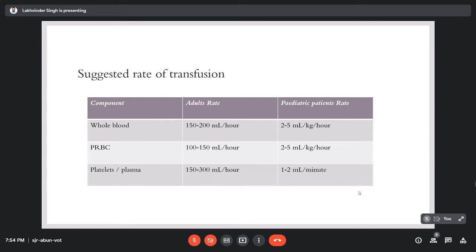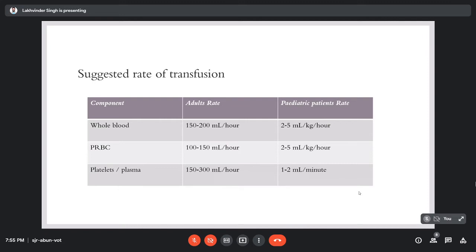For PRBC, 100 to 150 ml per hour, because it is more viscous. And for platelets and plasma, we can transfuse 150 to 300 ml per hour. One bag has around 150 to 200 ml, so it can be transfused in half an hour. In the pediatric population, the rates are given: whole blood 2 to 5, pack size is the same, and platelets say 1 to 2 ml per minute can be transfused.